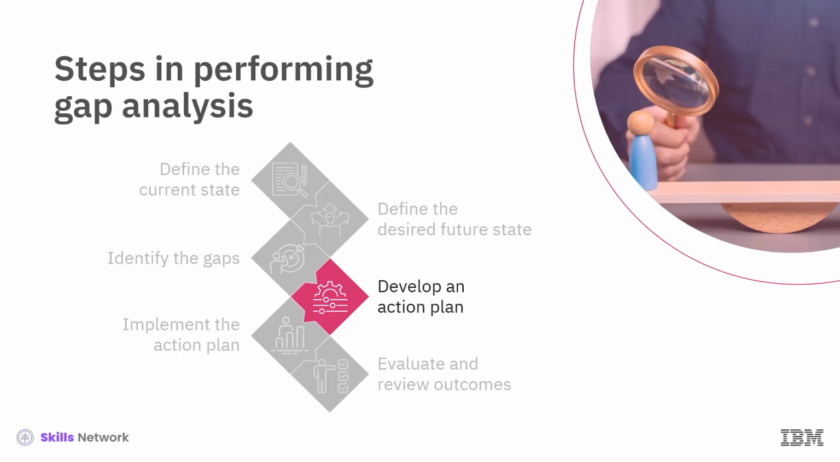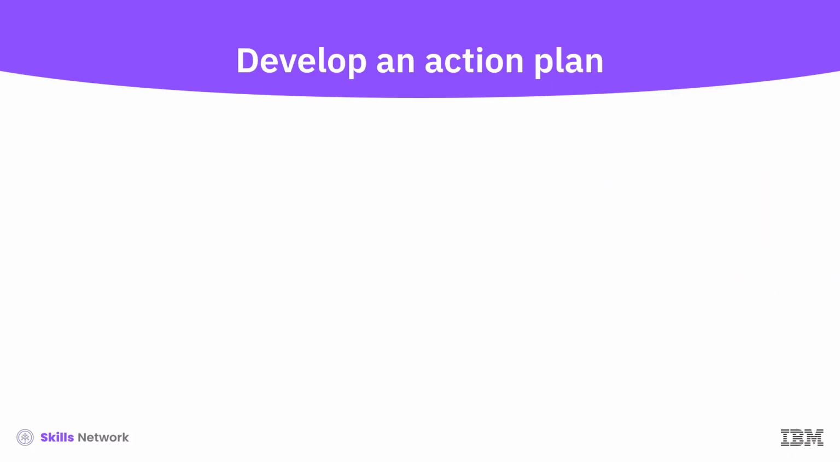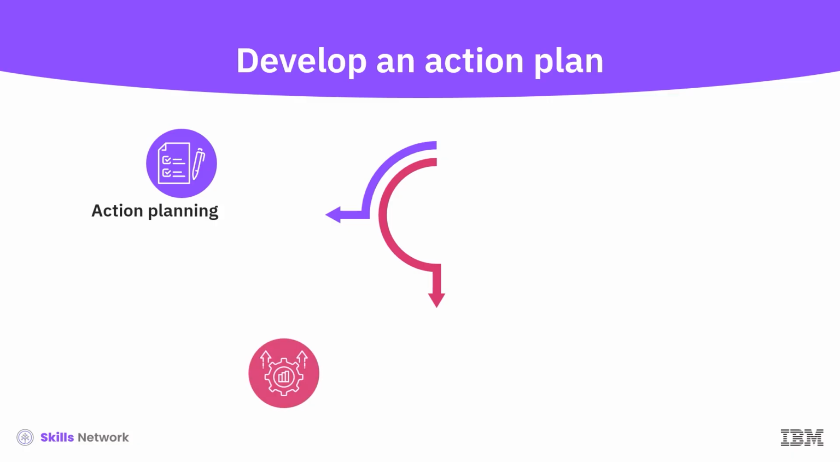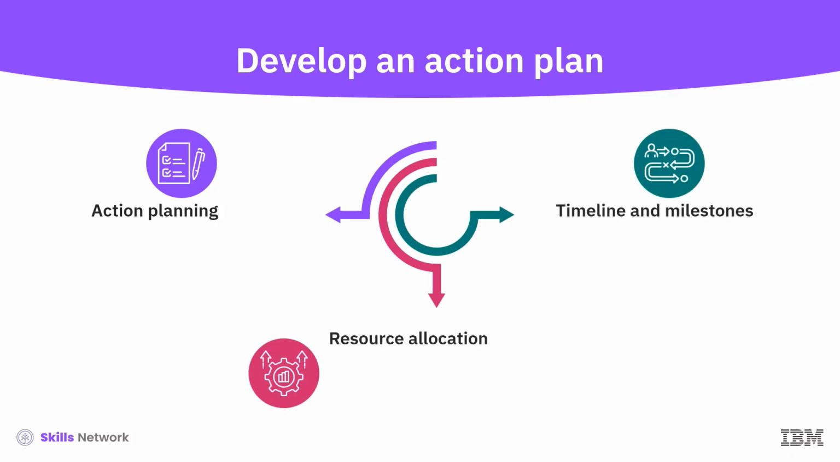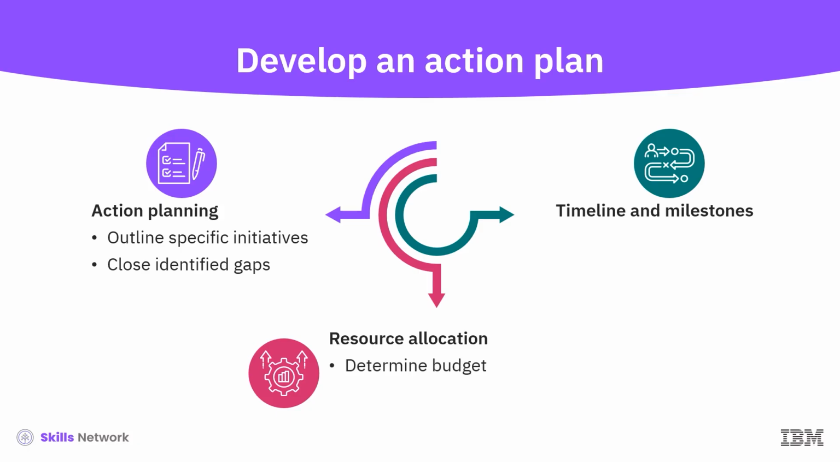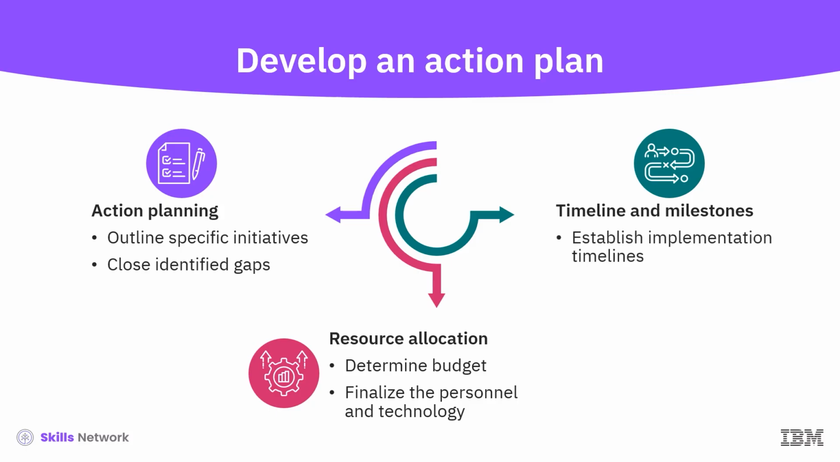After identifying and prioritizing the gaps, the next step is to develop an action plan to address them and achieve the desired future state. Key activities include action planning, resource allocation, and setting a timeline with milestones. Action planning involves outlining specific initiatives to close the gaps, each linked to a defined goal. Resource allocation ensures that the necessary budget, personnel, and technology are in place to support the plan. Finally, a timeline and milestones establish a timeline for implementing the action plan to track progress and ensure timely completion.